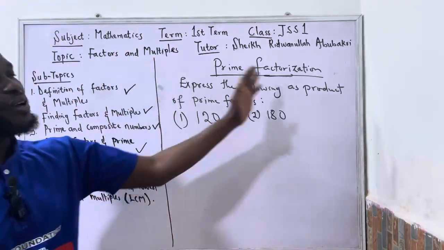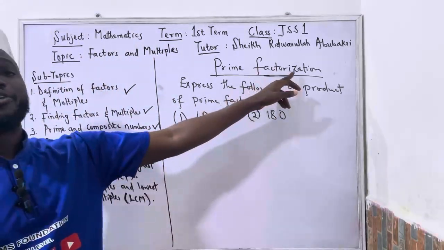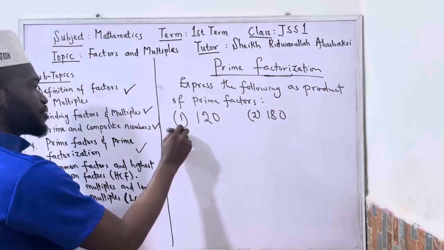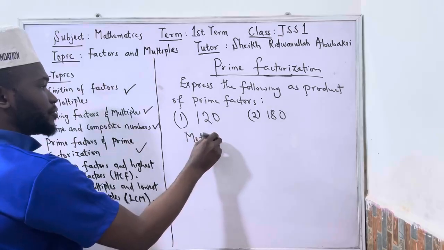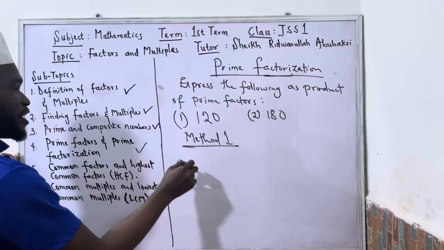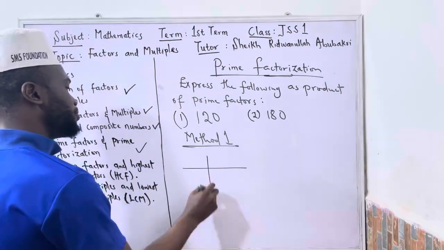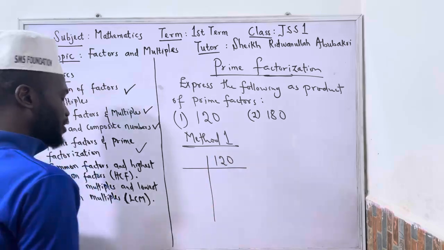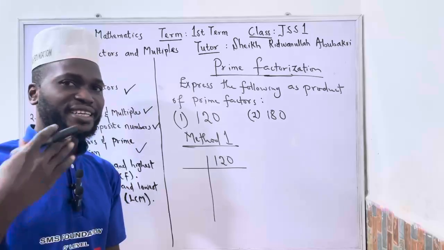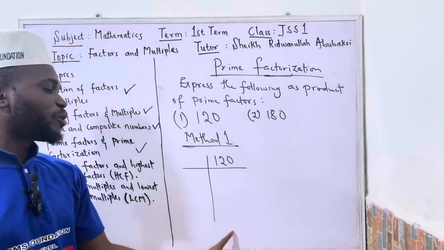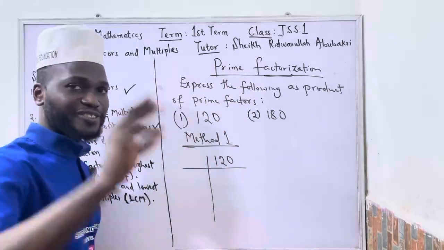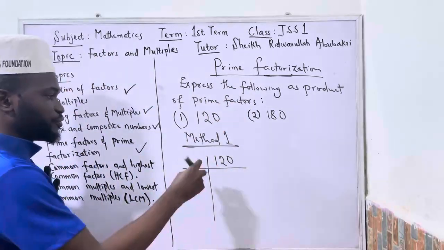There are several methods that we can use to do prime factorization. So I will take it gently. Let's start with method 1. Method 1 for prime factorization. 120, I will draw my table, put 120 here. Then I will start using prime numbers to divide 120 repeatedly till I divide it up to 1. So that's the process. Let's start with the smallest prime number, which is 2.